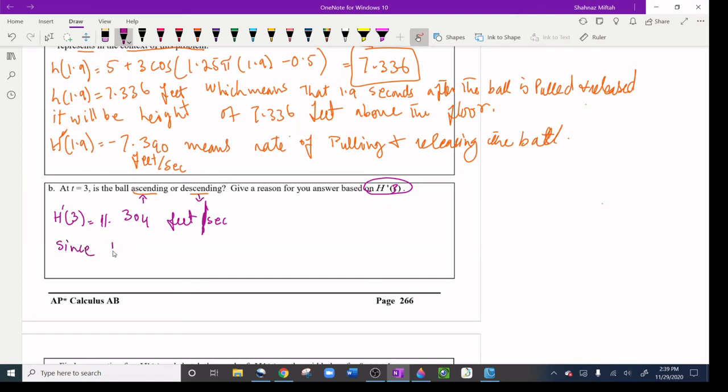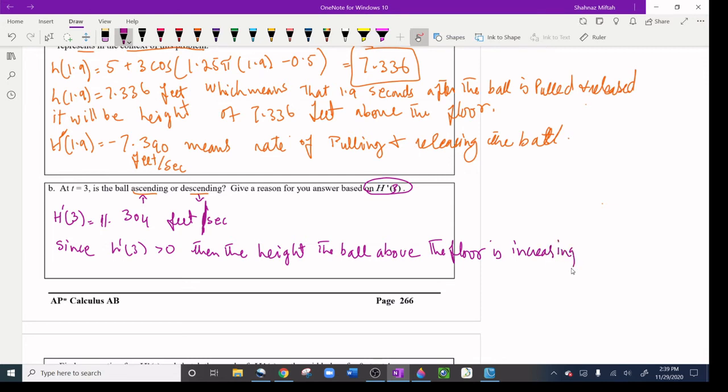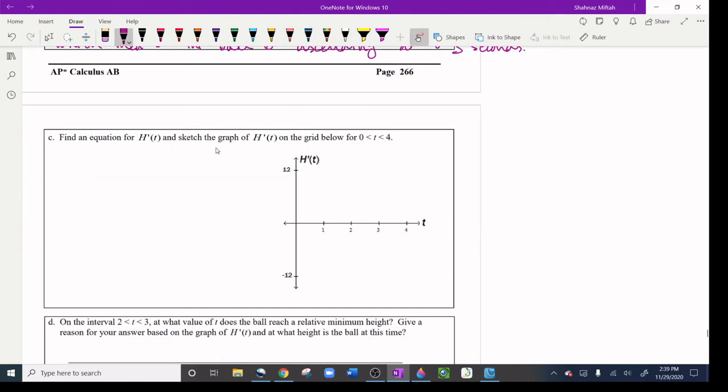I can say since h prime 3 is greater than 0, then the height of the ball above the floor is increasing, which means the ball is ascending at t equal 3 seconds. Okay, done.